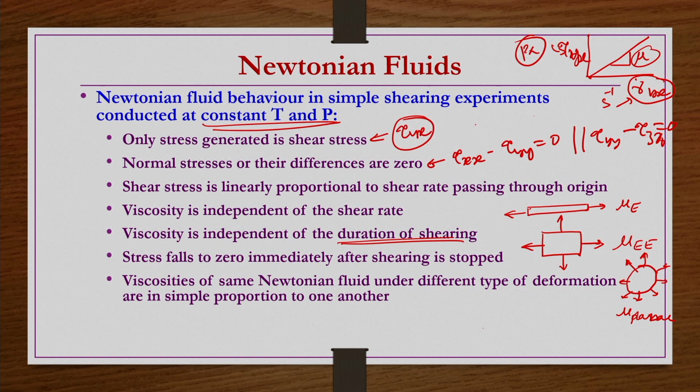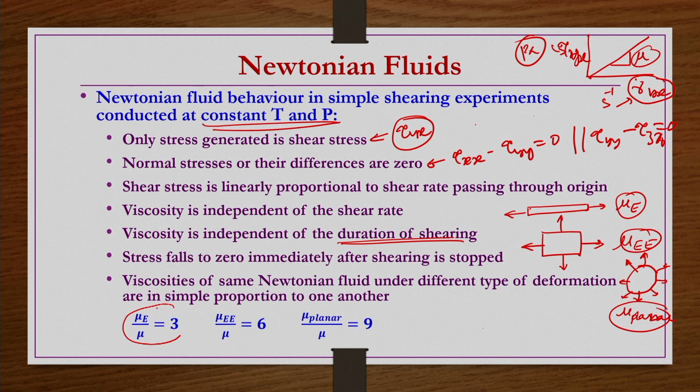So, now different types of viscosities and the different types of deformations you get in general. When you take the ratio between this viscosity to the shearing viscosity, they will be in a simple proportion to one another. What does simple proportion mean? This mu e by mu is going to be a constant.